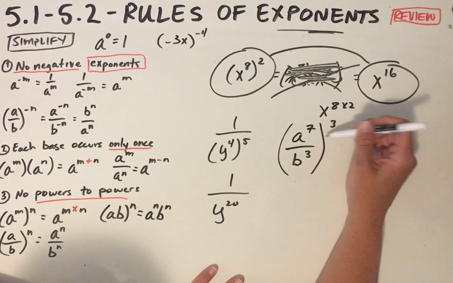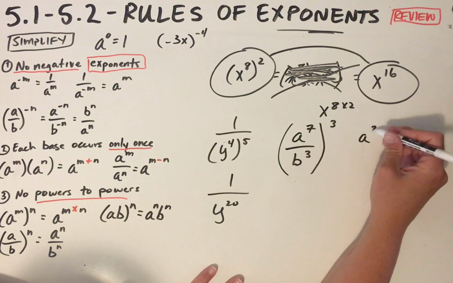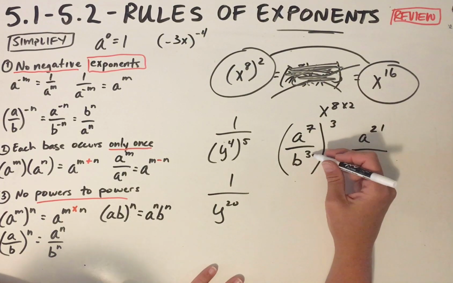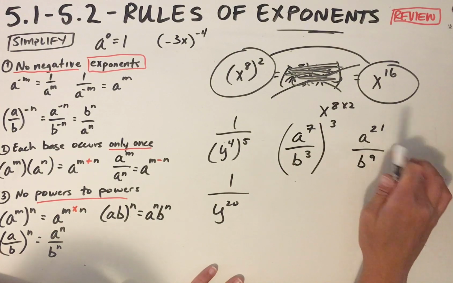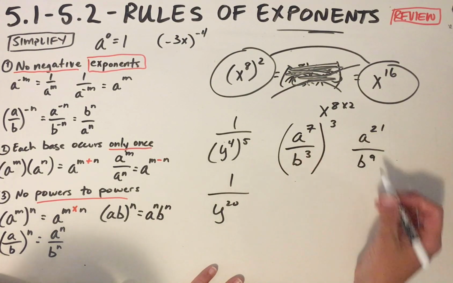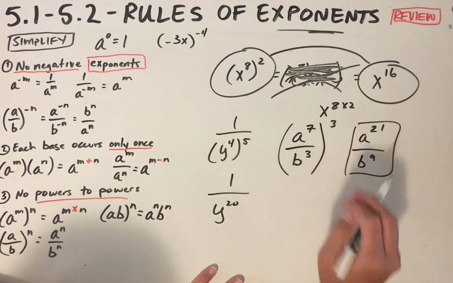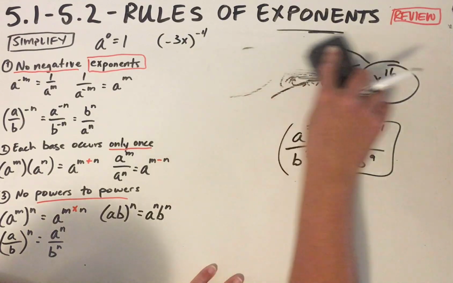So the relationship of these exponents is multiplication. 7 times 3 is a to the 21st. 3 times 3 is b to the 9th. So I see each base only once. There's no powers to powers, and there's no negative exponents. Okay, well, let's keep going here with some other examples.